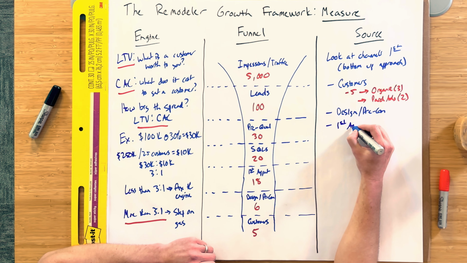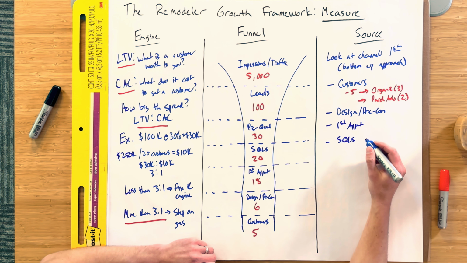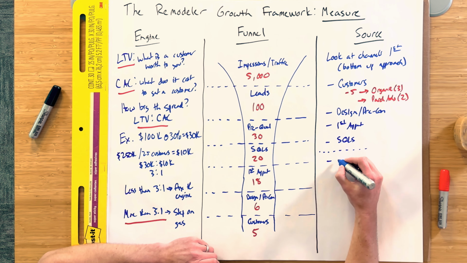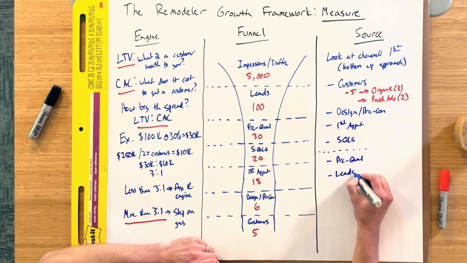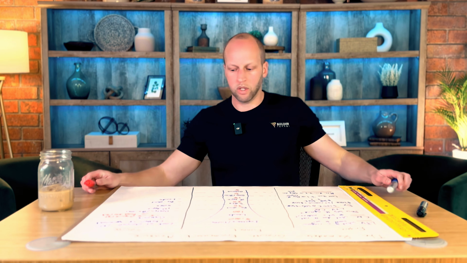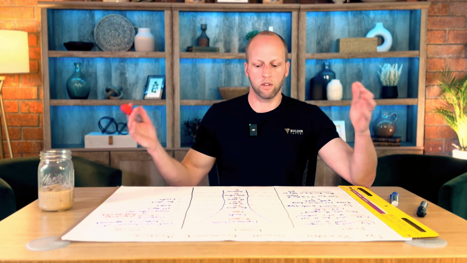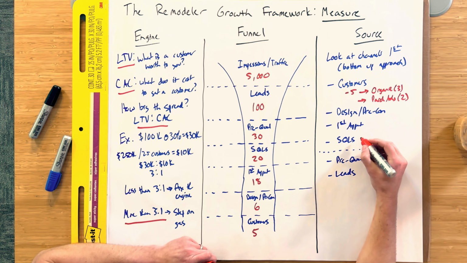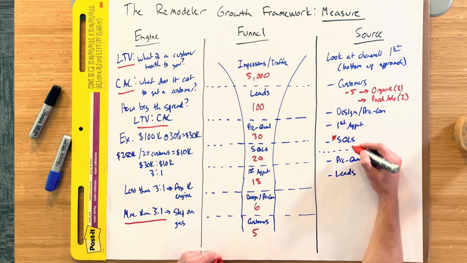So you go to first appointment, and then you go to SQLs, and then you would look at pre-qual, and then leads. Now, the reason I put a little dash here is because if you're running marketing, you're driving traffic, you're driving leads, this is actually one of your best leading indicators that your marketing is working well.